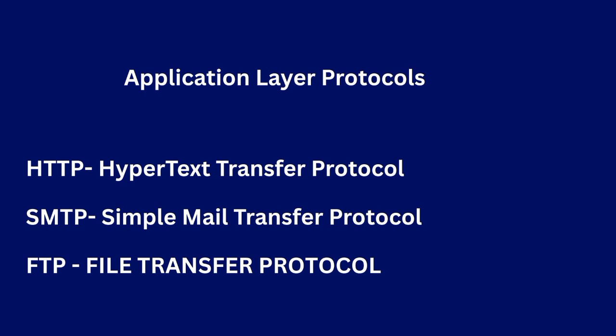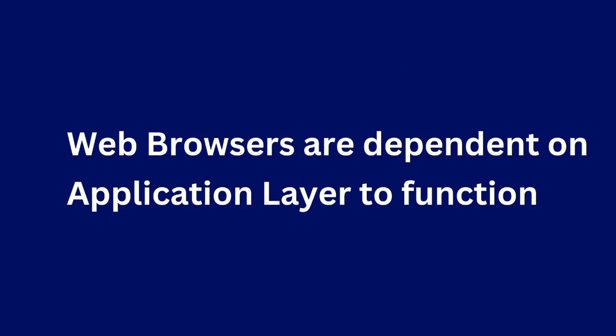Or HTTPS, that's for the secured part, is for allowing you to communicate or request information directly from the internet. So that is what the HTTP helps you to do. And the web browsers are dependent on the application layer and application layer protocols to function. For example, we have the file transfer protocol, which is able to transfer files from your laptop to the server.